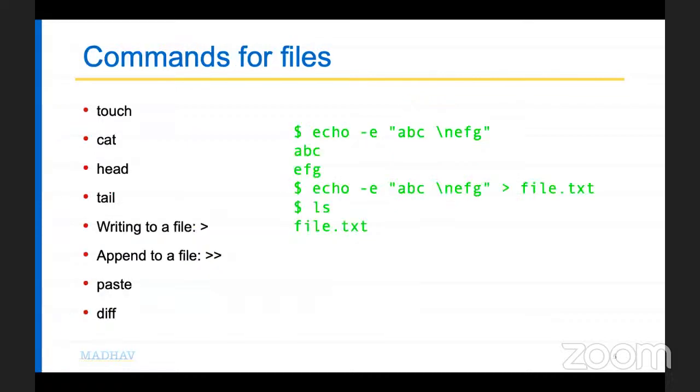Then there are commands for files. For example, I want to create a new file. I can create a new file by saying touch and the file name. Let's say I want to create a new file with the name script 2, or otherwise some file 3.txt. Right, so when I do ls, I will see file 2, file 3, all are there.